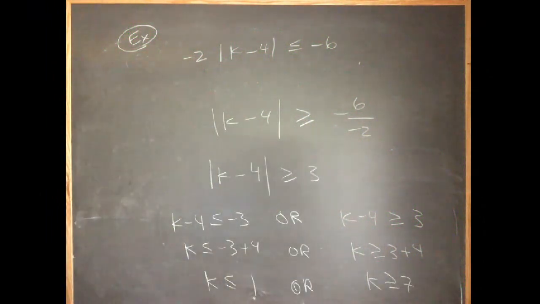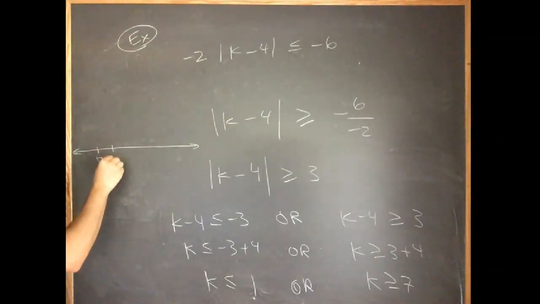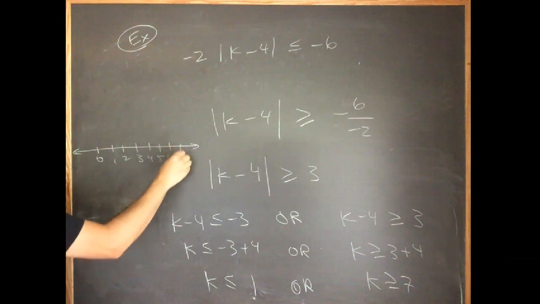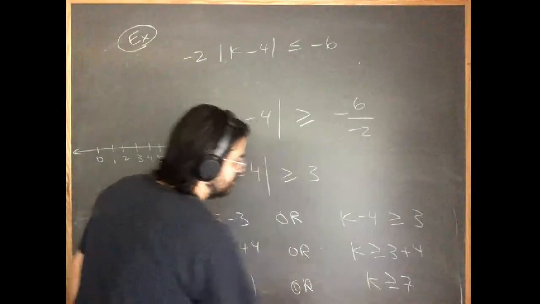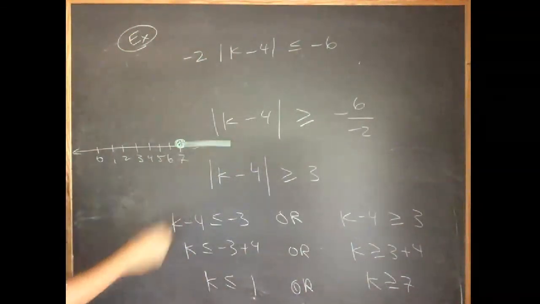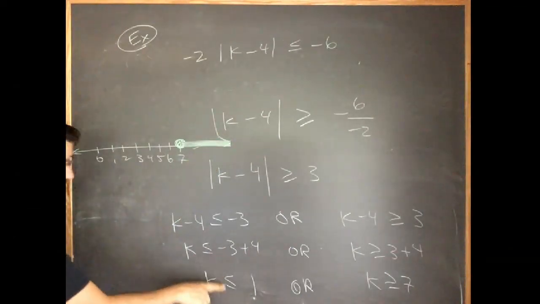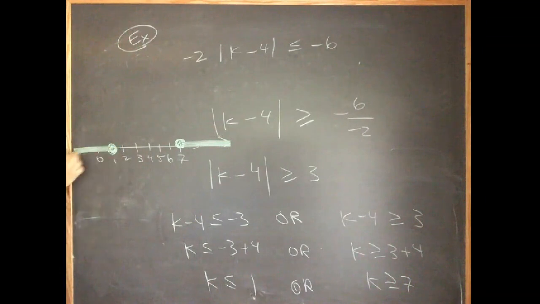Okay? So when we look at the graph, here's say 0, 1, 2, 3, 4, 5, 6, and 7. What's going on here is x can be bigger than or equal to 7, so we'll include 7, and we can be bigger than or equal to it, so out in that direction. Or x could have been less than or equal to 1, so we include the 1 with a closed circle and go this direction.